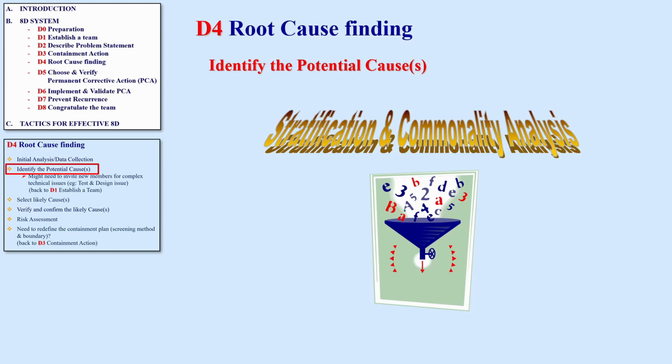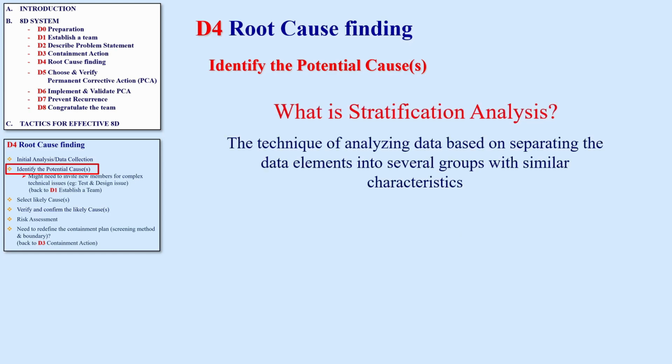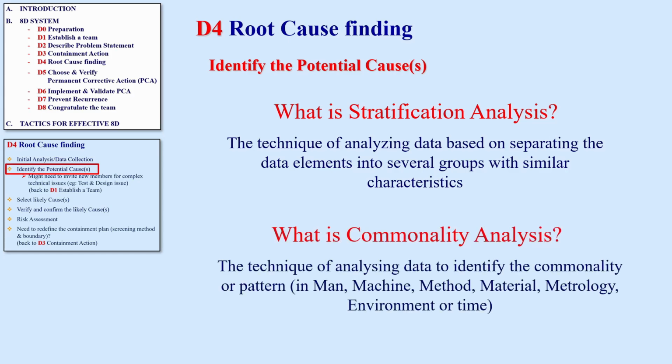Let's spend some time to discuss stratification and commonality analysis. What is stratification analysis? Stratification analysis is a technique of analyzing data, based on separating the data elements into several groups with similar characteristics. While commonality analysis is a technique of analyzing data, to identify the commonality, or pattern, in terms of man, machine, method, material, metrology, environment, or time.